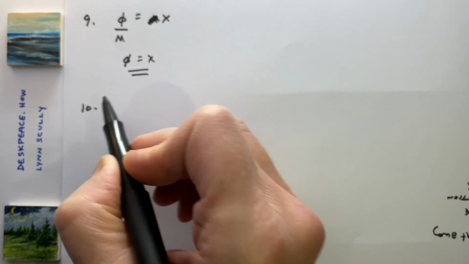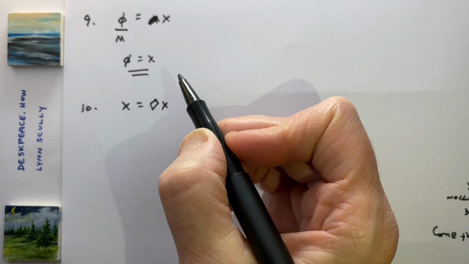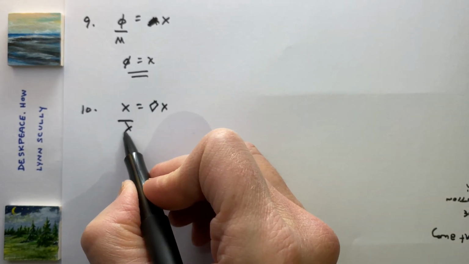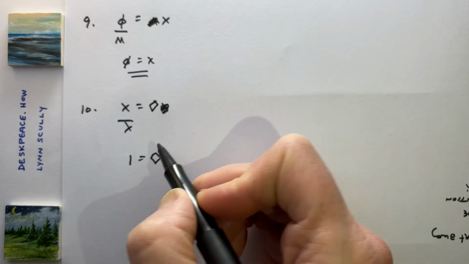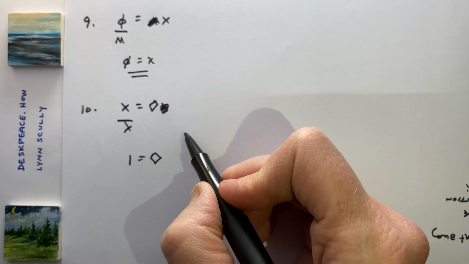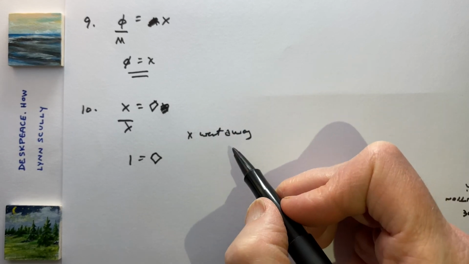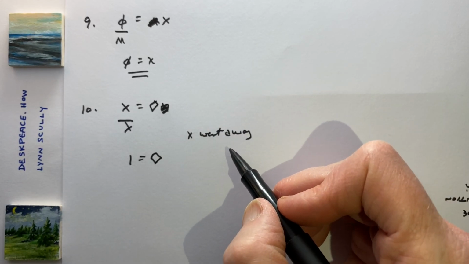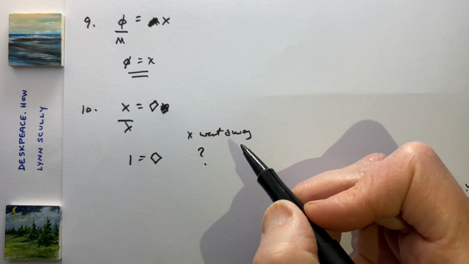Finally, number 10. I have x equals diamond x. Divide by x, which is not normal in this case. We have 1 equals diamond. Even though my unknown went away, I cannot make a decision about x because I don't know what diamond is. So, big question mark. All done.